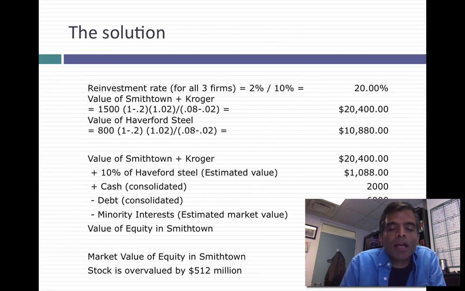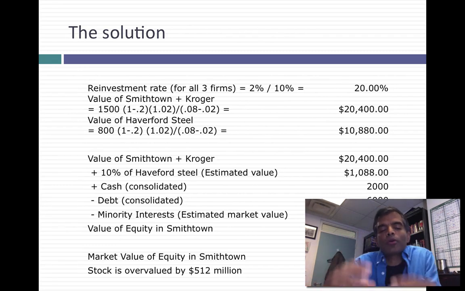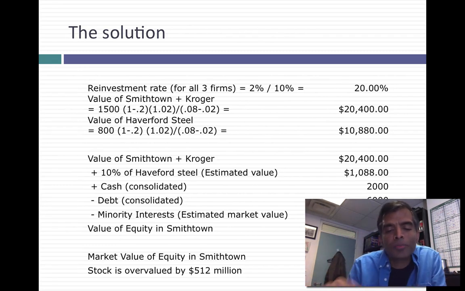I take the combined value of Smithdown and Kroger, $20.4 billion. I add the cash of the consolidated company. I subtract out the debt of the consolidated company. But here's the final piece that I have to subtract out. I have to subtract out the minority interest. And the reason I have to subtract it out is when I value Smithdown and Kroger, I've essentially got the combined value of equity of the two companies with 100% of Kroger's equity, but I own only 60%.